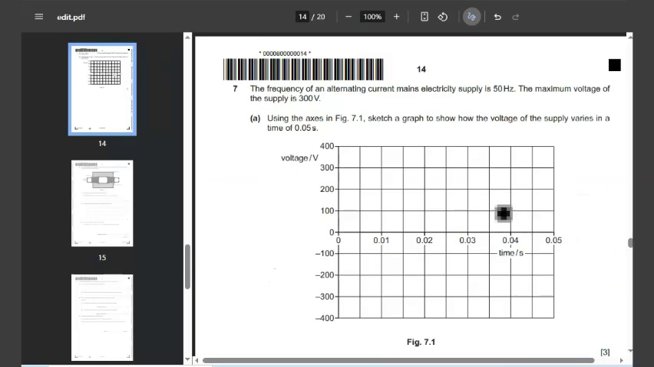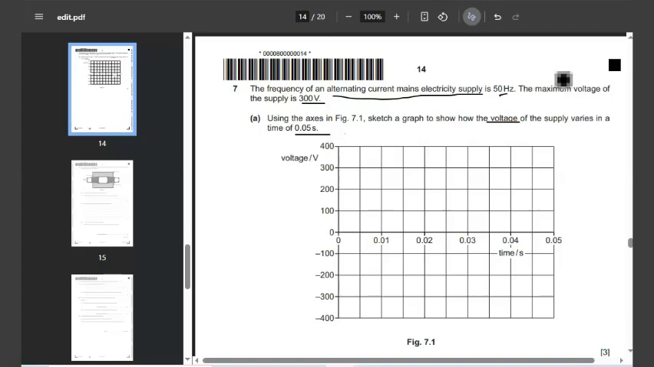Now for question 7. The frequency of an alternating current mains electricity supply is 50 Hz. The maximum voltage in the supply is 300 volt. Question A. Using the axis in figure 7.1, sketch a graph to show how the voltage of the supply varies in a time of 0.05 seconds.